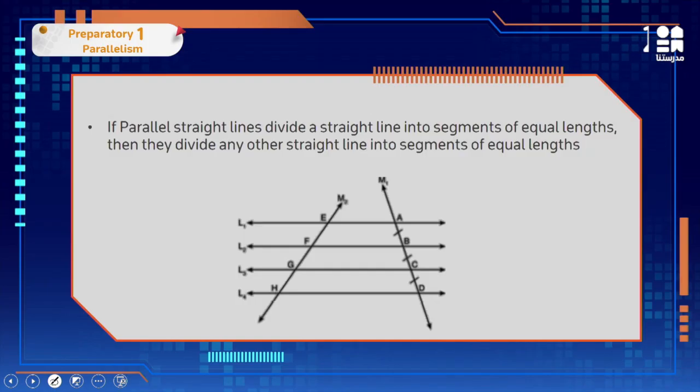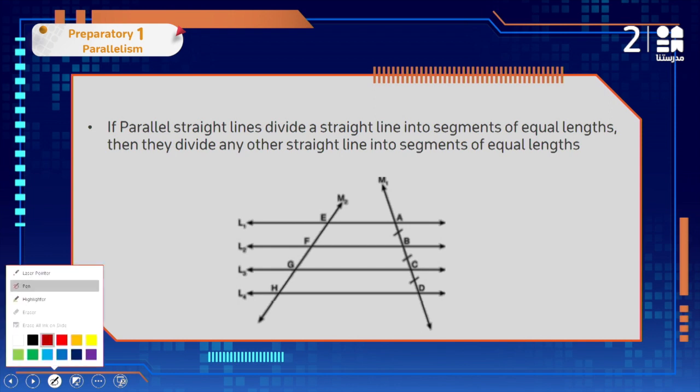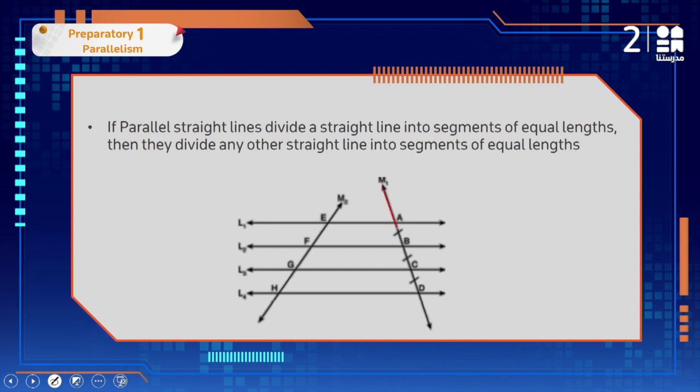If parallel straight lines divide a straight line into segments of equal length, then they divide any other straight line into segments of equal length. خلينا كده have a look على ال first line. Let me make it red. This is the first line. And from the dash, we know they are equal in length.